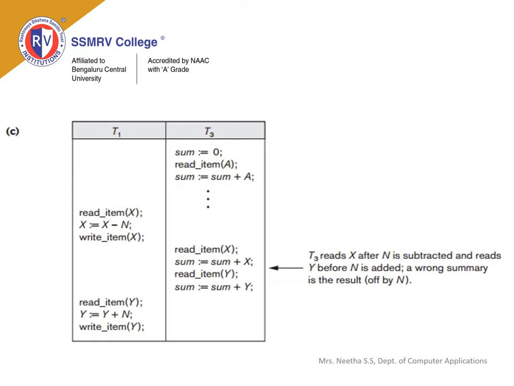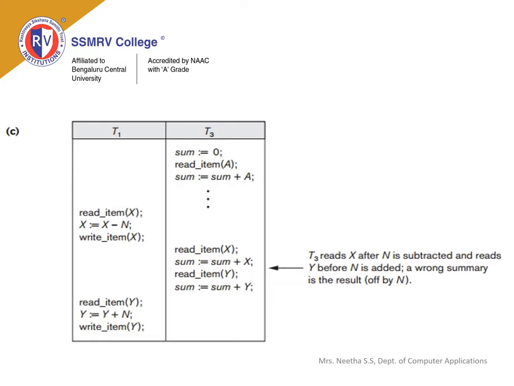Once this is done, transaction T3 is happening at this side. So it is reading X. X is 50. What was the previous transaction? Sum equals sum plus X. Sum was 100 plus 50, it will be 150. Okay, so it is just doing its transaction.